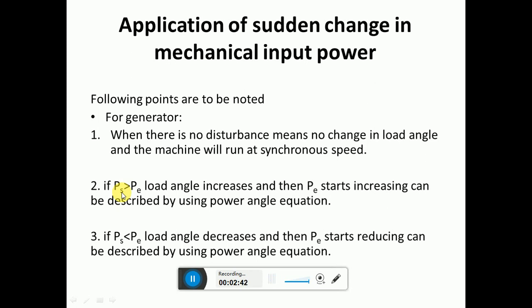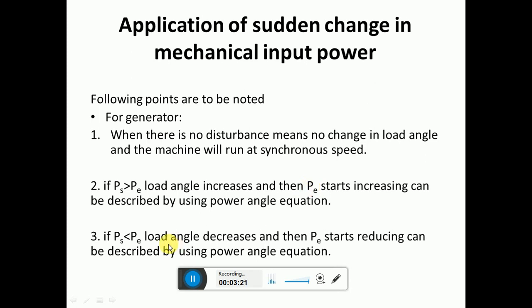Now what happens if mechanical input power is more than the electrical output power? As I said, the accelerating power is PS minus P. As PS is more than PE, the accelerating power will be positive. Due to that accelerating power, the load angle delta will increase, and according to the power angle relationship, EV by X sine delta, P will increase.